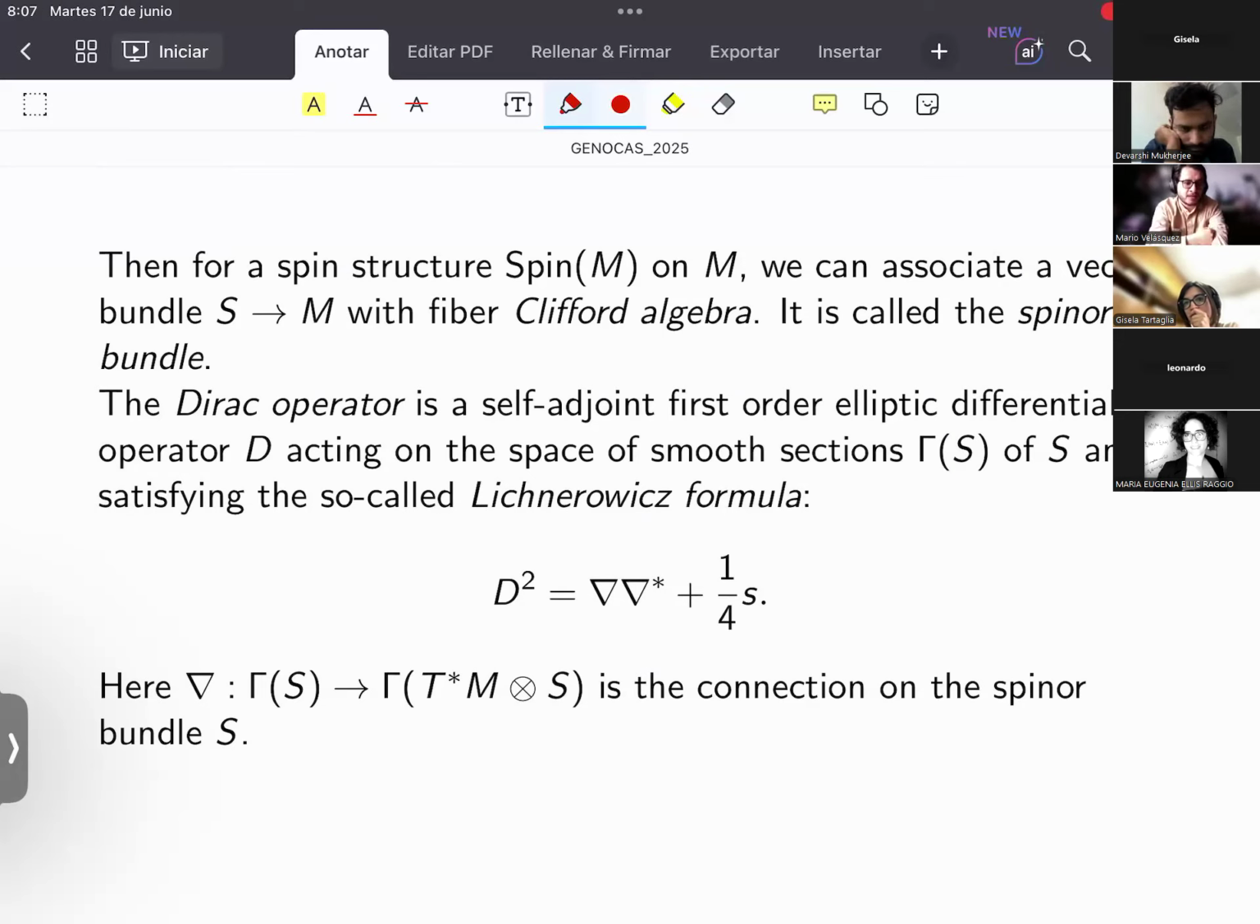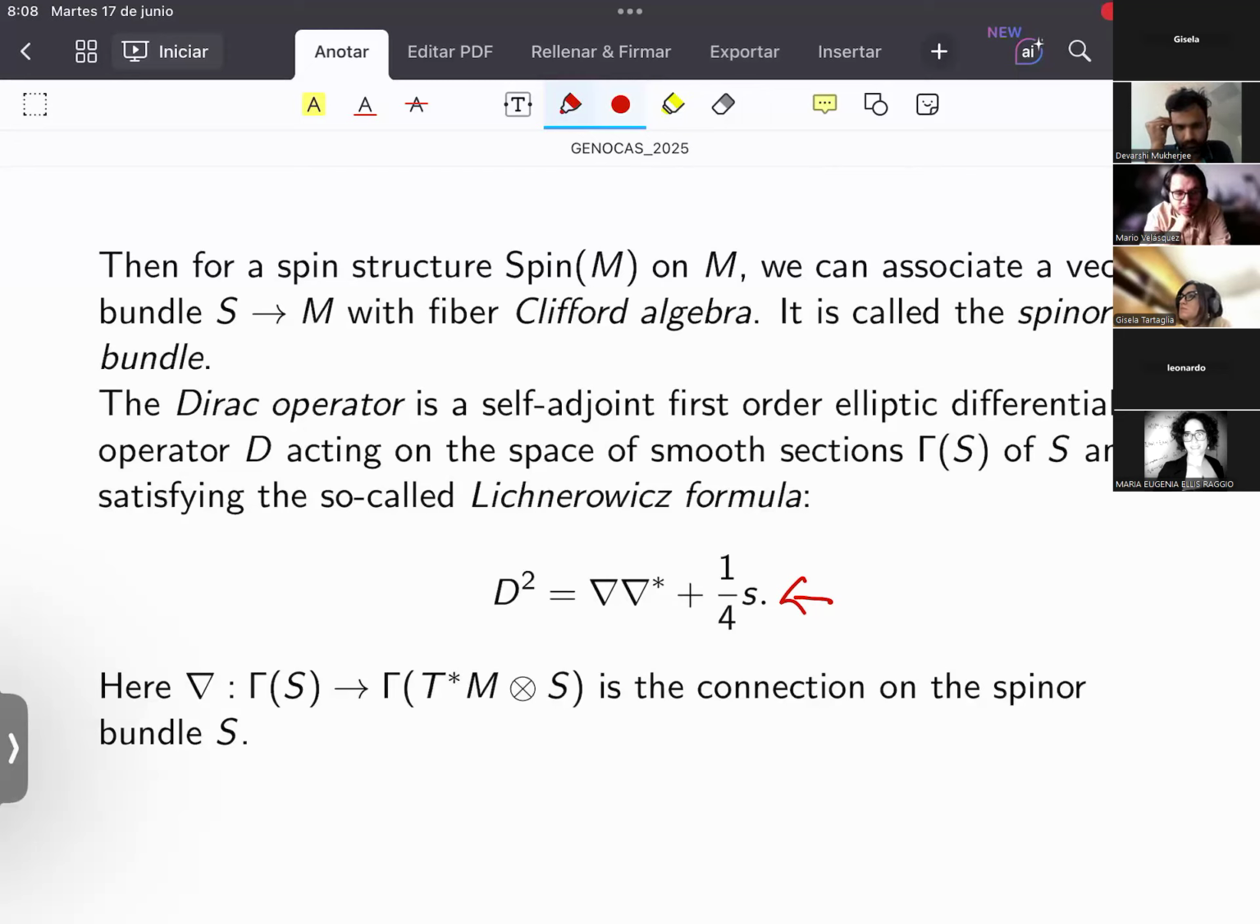What is the Dirac operator? The Dirac operator is a self-adjoint first-order elliptic differential operator, D, acting on the space of smooth sections of S, which we denote by Gamma(S). One important property of the Dirac operator is the Lichnerowicz formula, that says that the square of the Dirac operator is related with the scalar curvature. The square is equal to the connection composed with the adjoint of the connection plus one quarter of the scalar curvature.